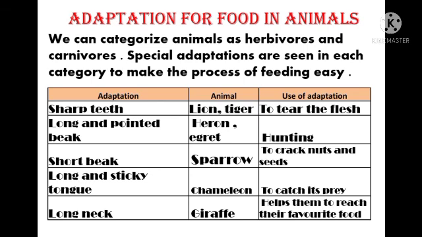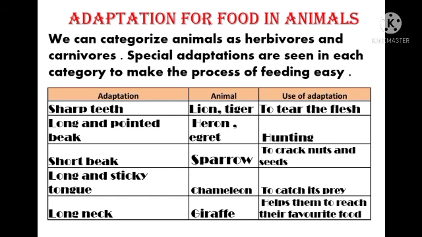Students, we can categorize animals as herbivores and carnivores. And we all know very well, students, we have learned both the terms. What do herbivores mean and what are carnivorous animals? Herbivorous animals are those animals which feed on plants, grass and trees. In short, they are vegetarian animals. And carnivorous animals feed on flesh, that eat meat, like lion, tiger, cheetah.